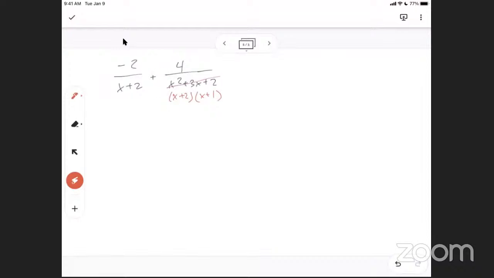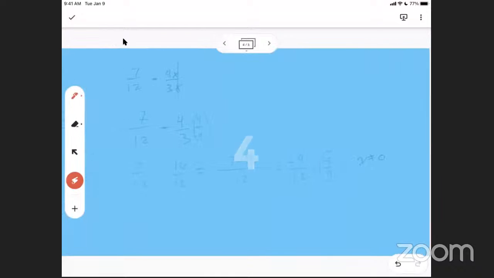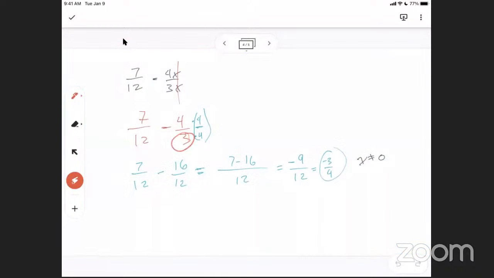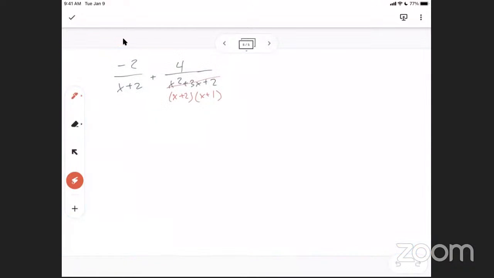Just like I did on the last one. What did I do here? Because those weren't adding and subtracting, those were multiplying. When you're adding and subtracting, the common denominator is this and this.